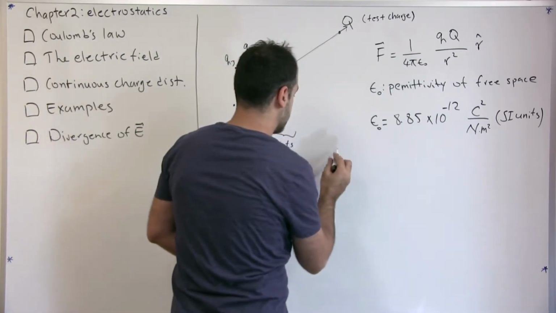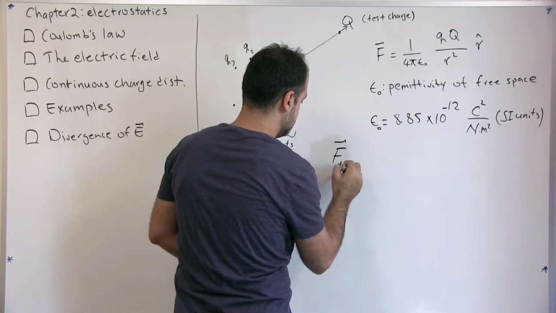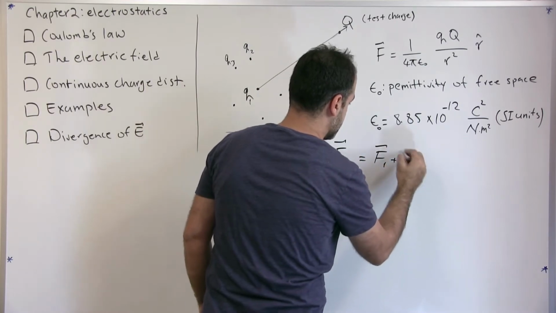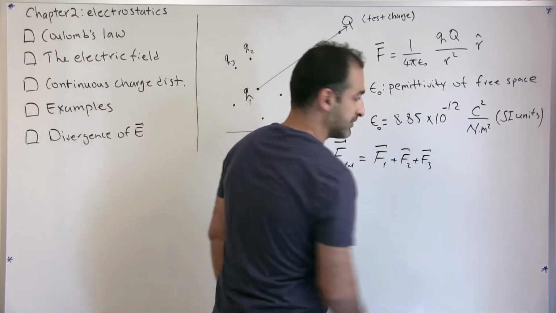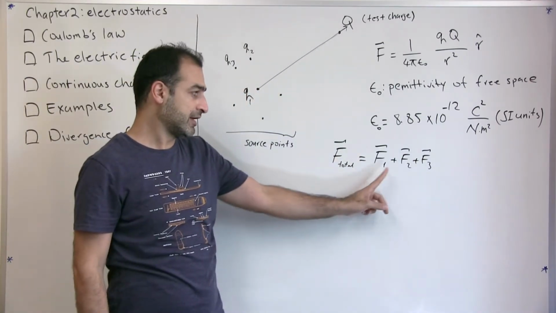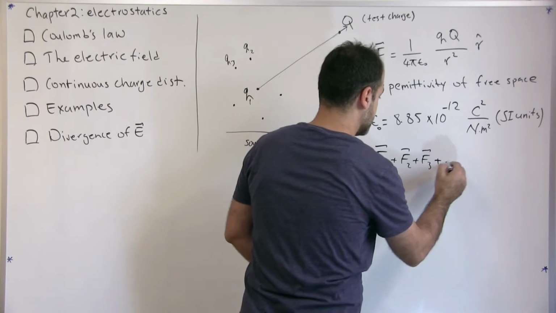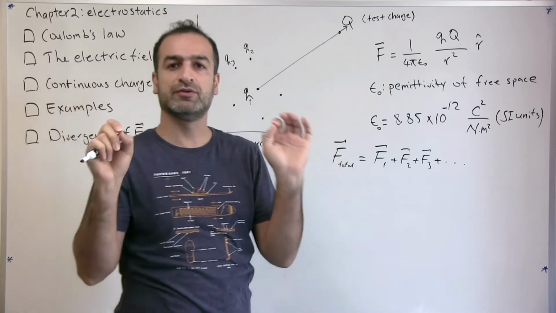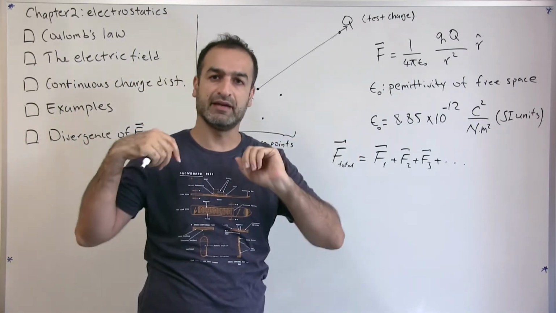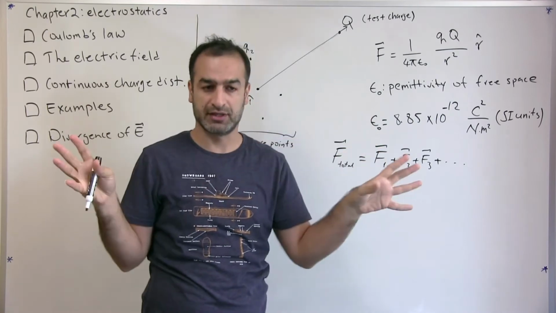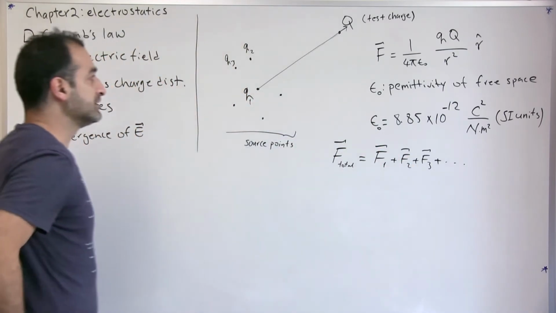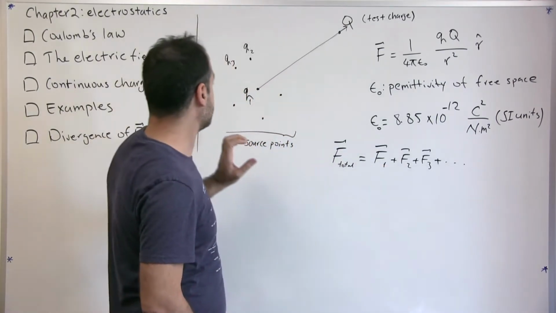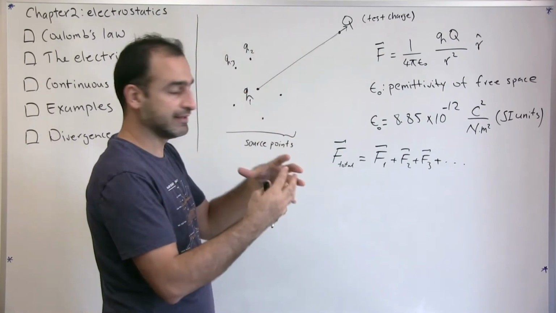So the total force on q is going to be equal to F1 plus F2 plus F3. Each of these terms, F1, F2 or F3, is not dependent on the rest of the terms. F1 is the force from Q1 on q, and that is independent of any other charge distribution around q or around Q1. That makes the situation a lot easier because we can first calculate the force each of them exerts on q and then add them like vectors.